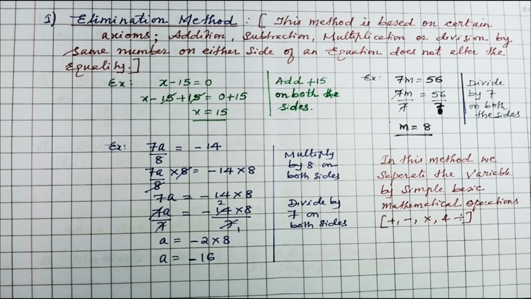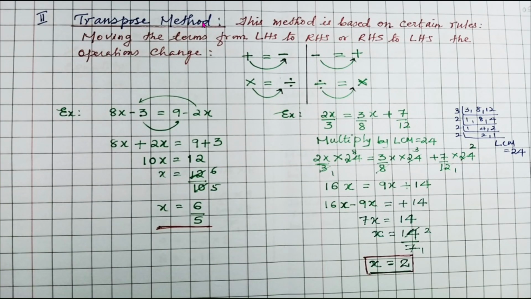But there is a second method, called the transpose method, and this method is based on certain rules: when we move from LHS to RHS or RHS to LHS, the sign changes. Plus becomes minus, multiplication becomes division, subtraction becomes addition, and division becomes multiplication. This change in signs you have to remember and apply in solving the equation.